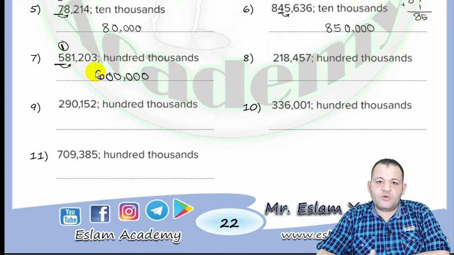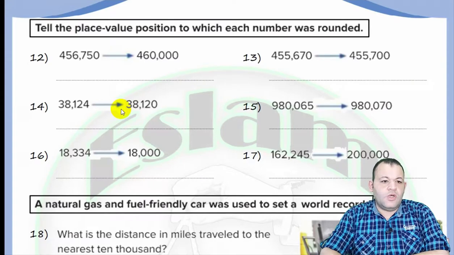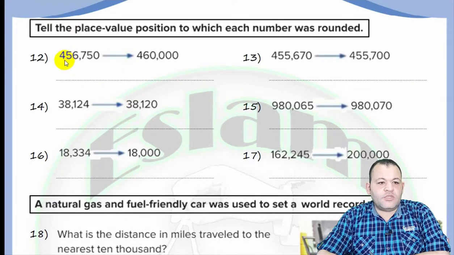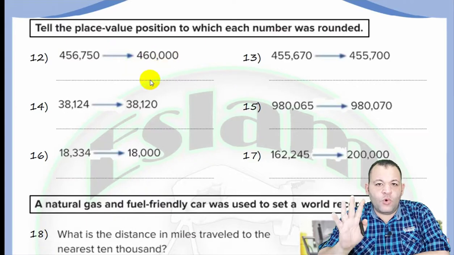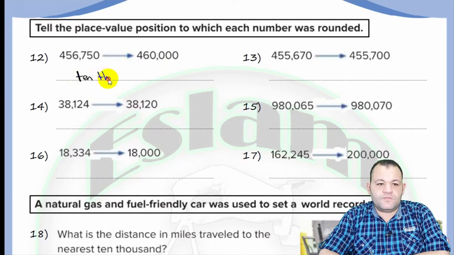And that's how we can round to the given place value. In this problem, I give you the number and the number after rounding, and I will ask you to mention the place value that we rounded to. So the first number we have is 456,750. After rounding, it becomes 460,000. So look at the number, how many zeros? 1, 2, 3, 4. It means we need a number that has 4 zeros. The number that has 4 zeros is 10,000. So we round to the nearest 10,000.